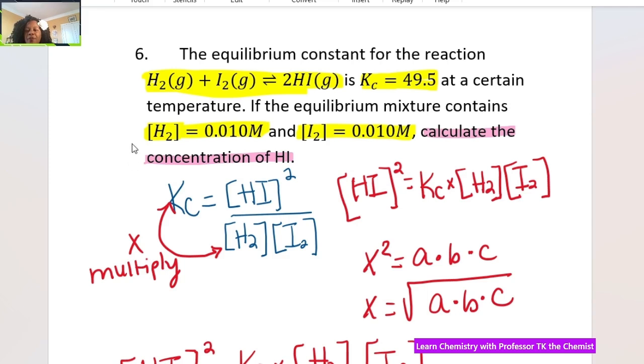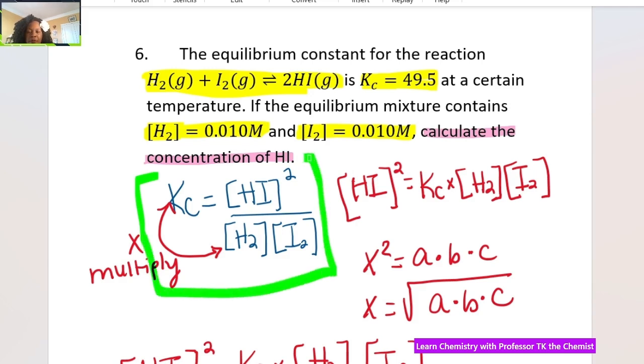I'm going to put this in a different color. We had to come over here. This was our original formula right here. But we actually had to rewrite it so that we can get HI by itself. And that's what we did over here. And so after we rearranged the formula to get HI by itself, we ended up multiplying Kc times H2 times I2.